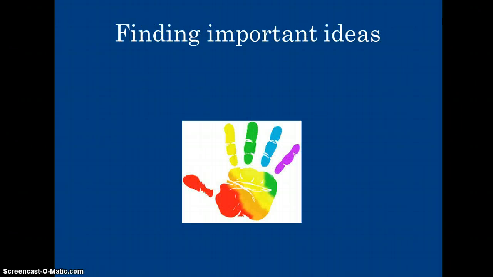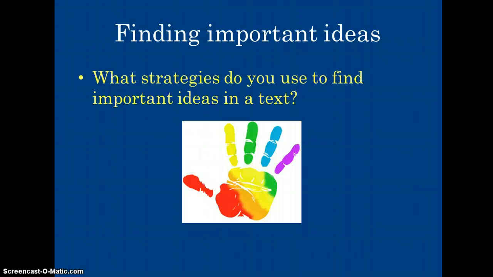Let's keep moving. Finding important ideas. What strategies do you use to find important ideas in a text? One strategy that many students like to use is called the 5-finger strategy. The first finger, your thumb, is for your main idea or your topic sentence.